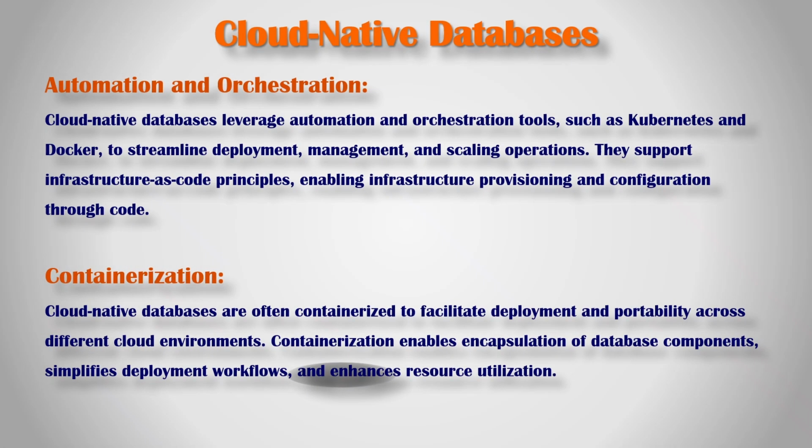Automation and orchestration. Cloud-native databases leverage automation and orchestration tools, such as Kubernetes and Docker, to streamline deployment, management, and scaling operations. They support infrastructure as code principles, enabling infrastructure provisioning and configuration through code.